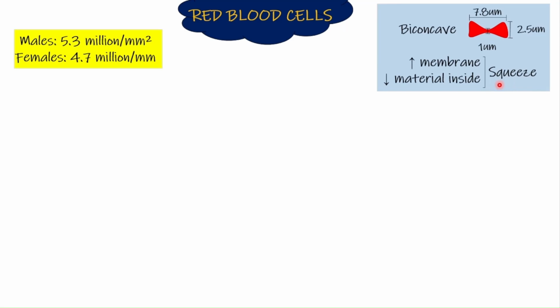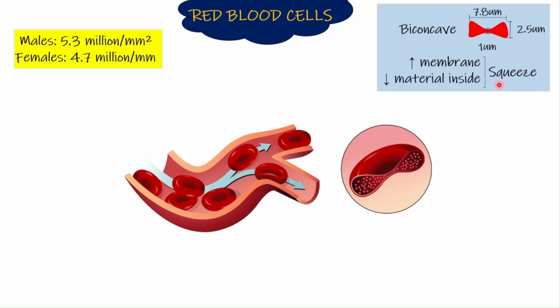If there is a blood vessel or a tight junction of blood vessels, RBCs can easily squeeze themselves through them. So this is a biconcave disc. This is how the RBC is. This is the shape of the RBC. So now if the RBC has to pass through a blood vessel which has a smaller diameter than 7.8 micrometers, then the RBC will squeeze itself.